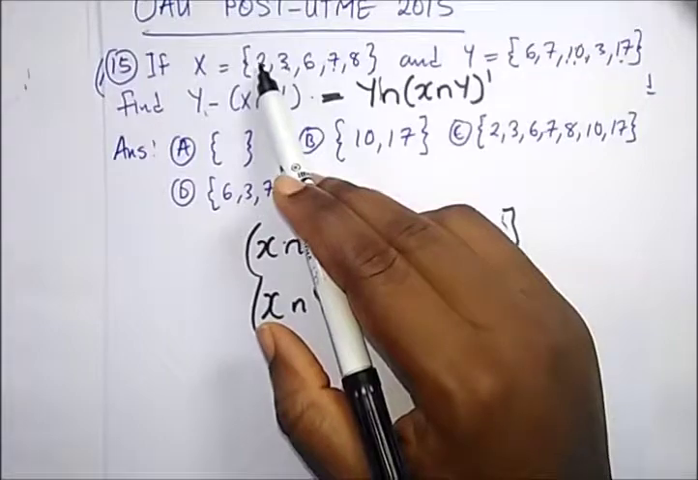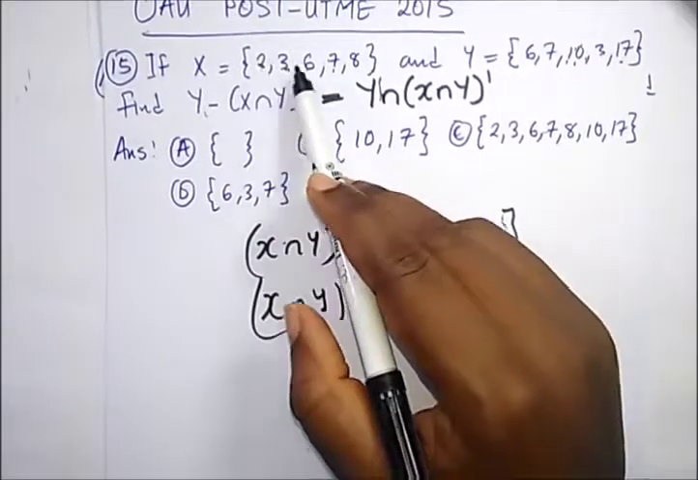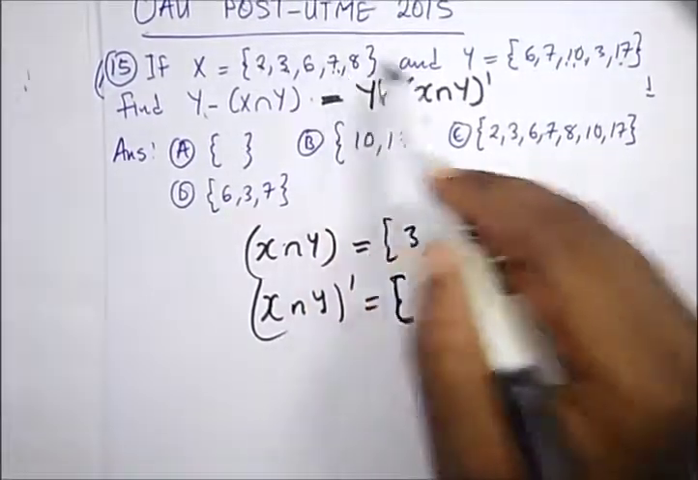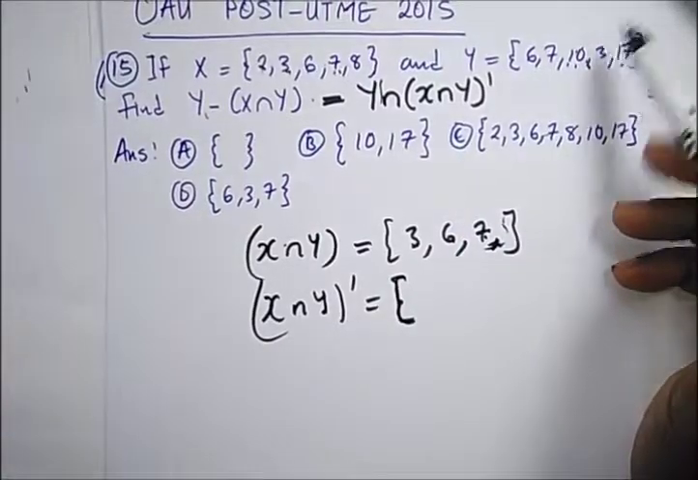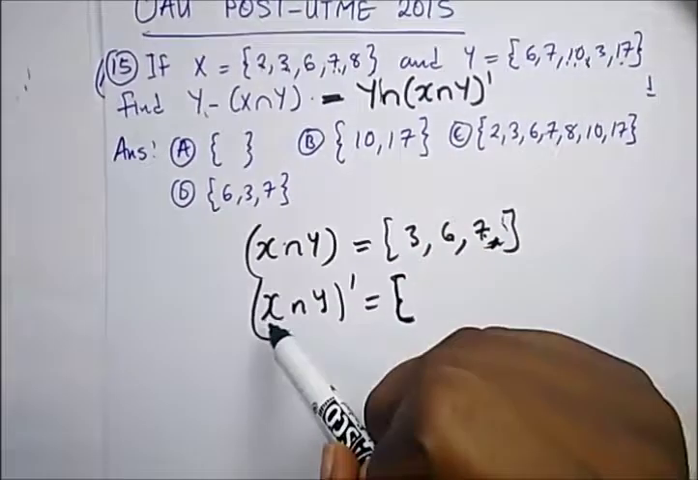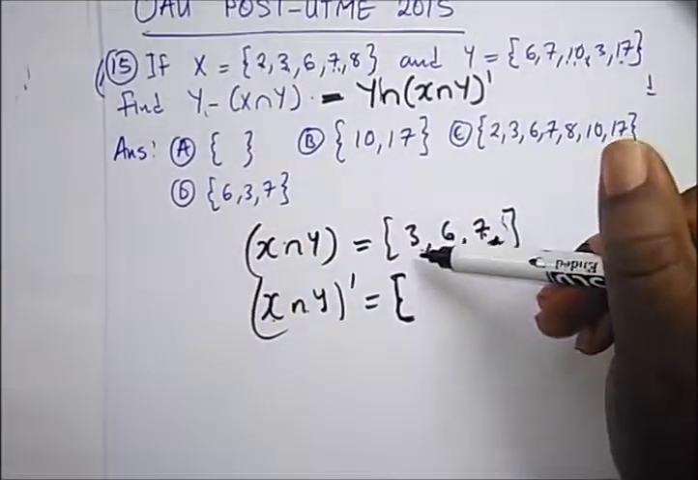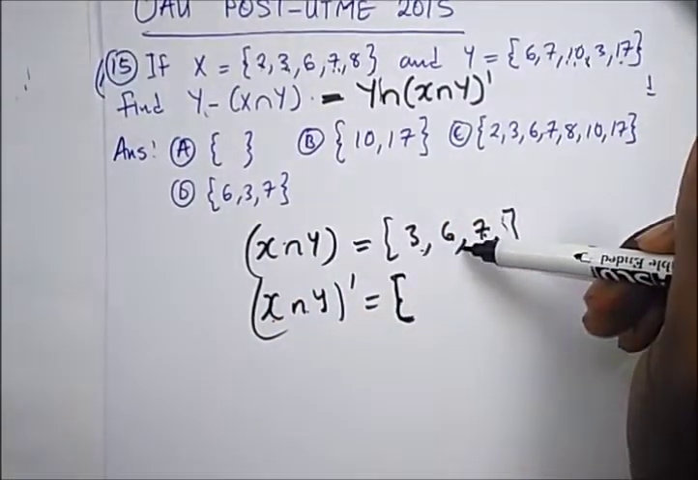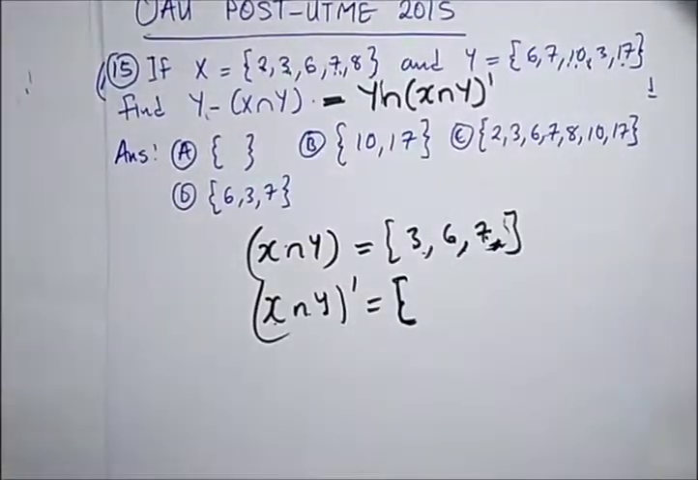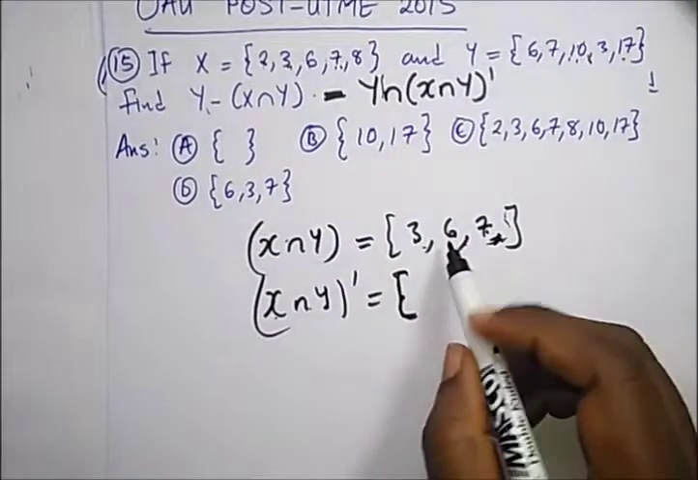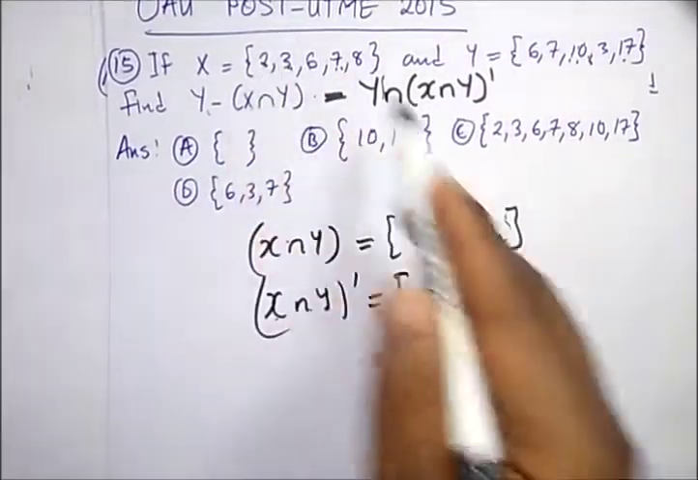So all we need to get are the numbers apart from 3, 6, and 7 in both X and Y. Do you understand that? So we are going to take the numbers in X intersection Y prime apart from it. Let me just explain it that way. I hope you follow. So here we have 2.